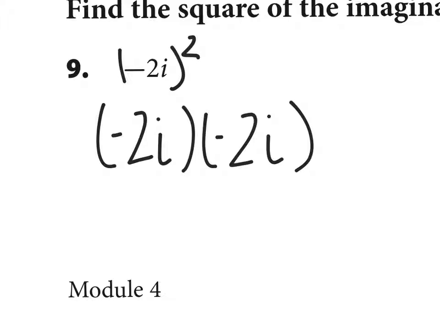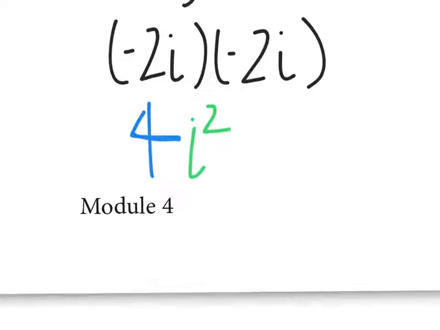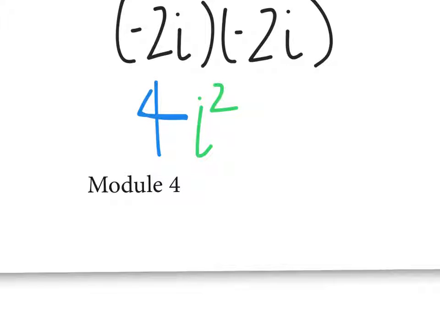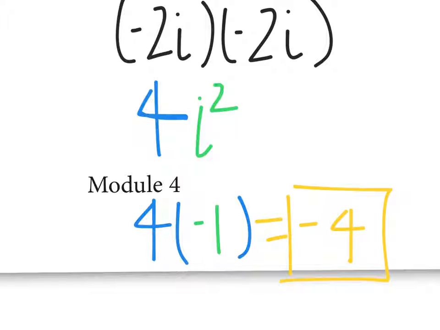So I'm just multiplying. So -2 times -2 is what? Yes, +4. And then I have I times I, which is I squared. But I squared is really what? -1. So really this is 4 times -1. And what is 4 times -1? So that would be my answer to this problem: -4.